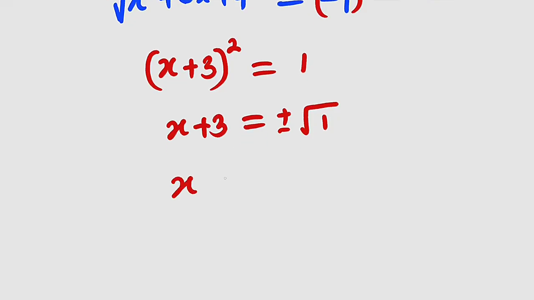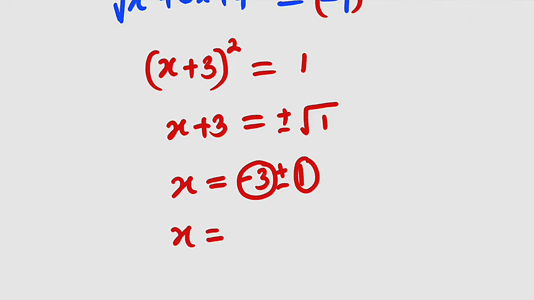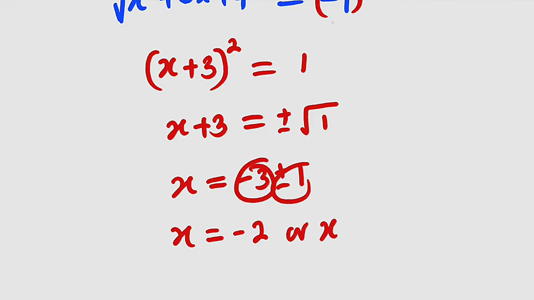So we have x plus 3, which we can take 3 to the other side. It will become negative 3 plus or minus the square root of 1, which is 1. So x could either be equal to negative 3 plus 1, which is going to give us negative 2, or negative 3 minus 1, which is negative 4. So we have two solutions. x could either be negative 2 or negative 4.